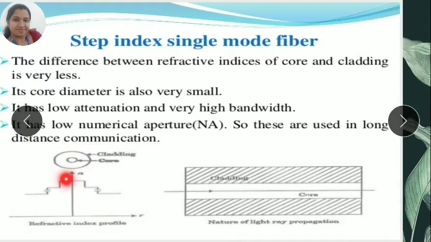The first straight line represents refractive index of core. It is a straight line, so the refractive index is constant. If this line is not curved, then we can say that refractive index is constant. Here the second line, this is also a straight line, so this represents refractive index of cladding. This is also constant. The refractive index of cladding is less than this value. So here core has maximum value, cladding has less value compared to core. This is step index single mode fiber.